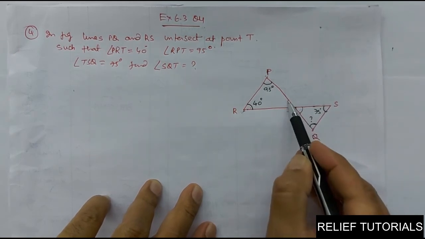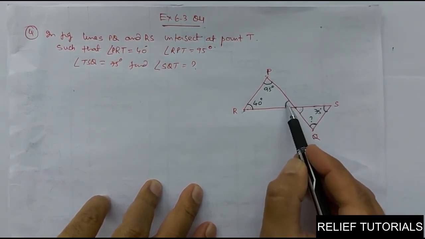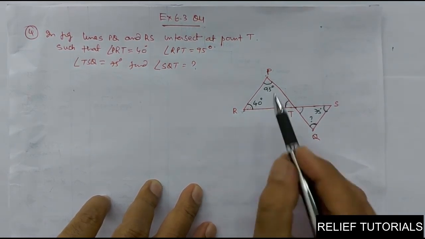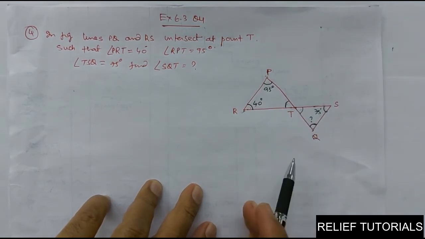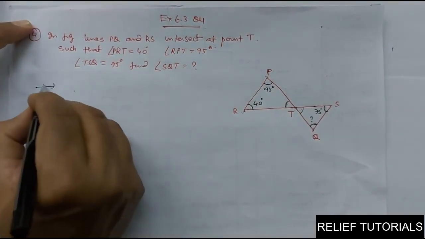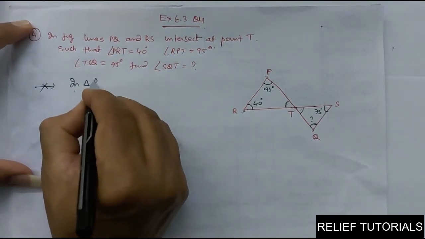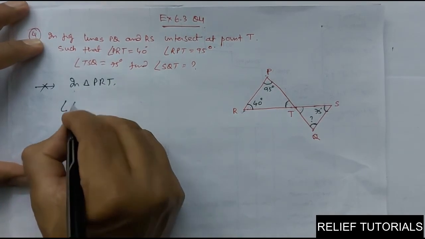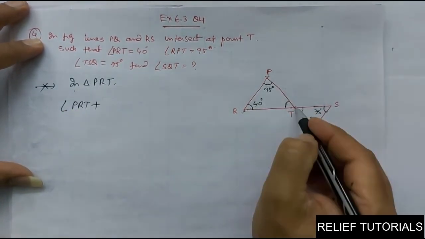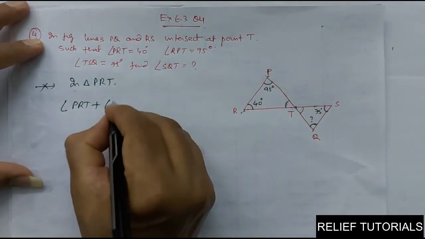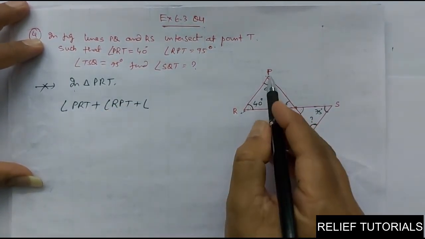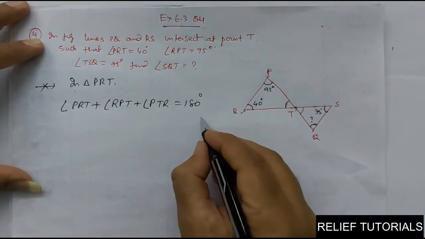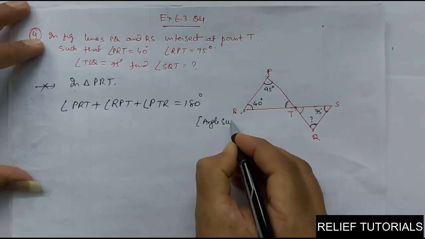This angle is equal to this angle, see here, vertically opposite angle. So you have to find out this angle first. Already in this triangle you have two angles, so you can find the third angle. First in triangle PRT, I will use the angle sum property. In triangle PRT, what can you say? Angle PRT plus angle RPT plus angle PTR is equal to 180 degrees. Reason, I told you, angle sum property of a triangle.